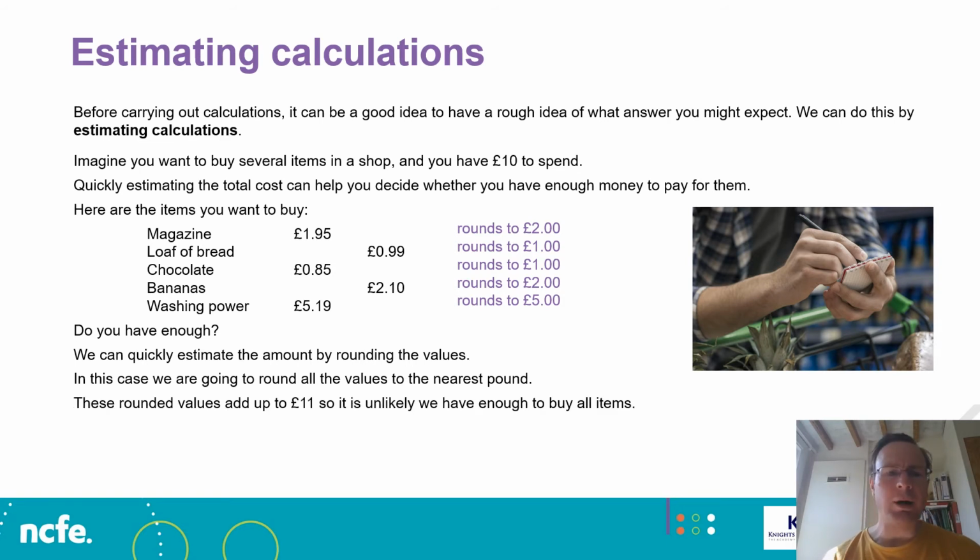So the rounded up values go up to £11, so it feels unlikely that we're going to have enough to buy everything. So we can do the calculation anyway, but if you imagine you're in a queue and you're having a little panic that you might not have enough money, sometimes you don't have a calculator to hand or want to go through the whole process. So it's useful to just go through that rounding process in your head.